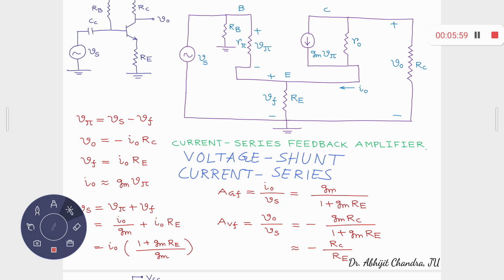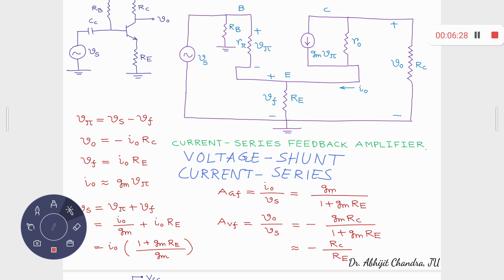Why not? Okay. So for a common emitter amplifier, if I would like to have a voltage kind of sampling, what do I need to do? For a common emitter amplifier, voltage sampling means I have to take the output voltage in the parallel path.